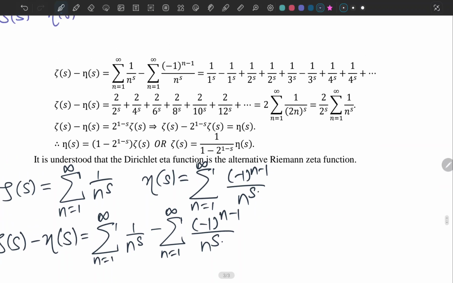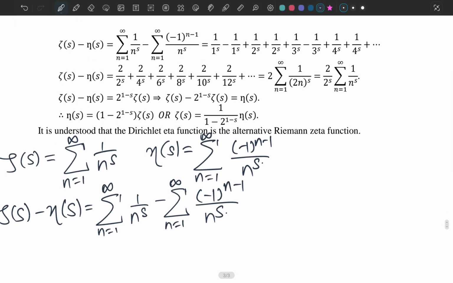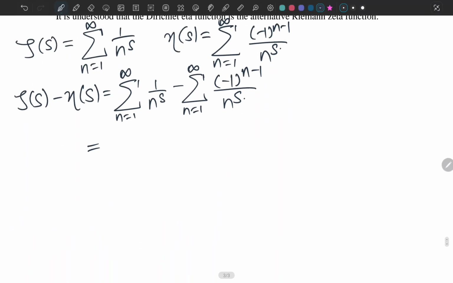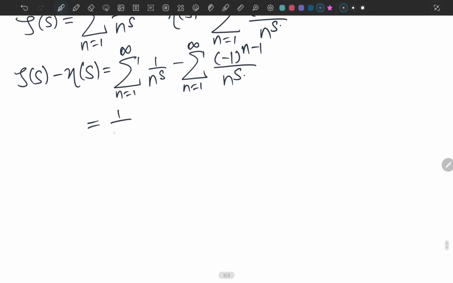And yeah, so here we did that. And if we expand these two things separately, so let's expand them. When you plug in n equals 1, 1 to the S, that's going to be 1 over 1 to the S plus 1 over 2 to the S, right? And when you plug in n equals 2, that's going to be negative 1 over 2 to the S, right?